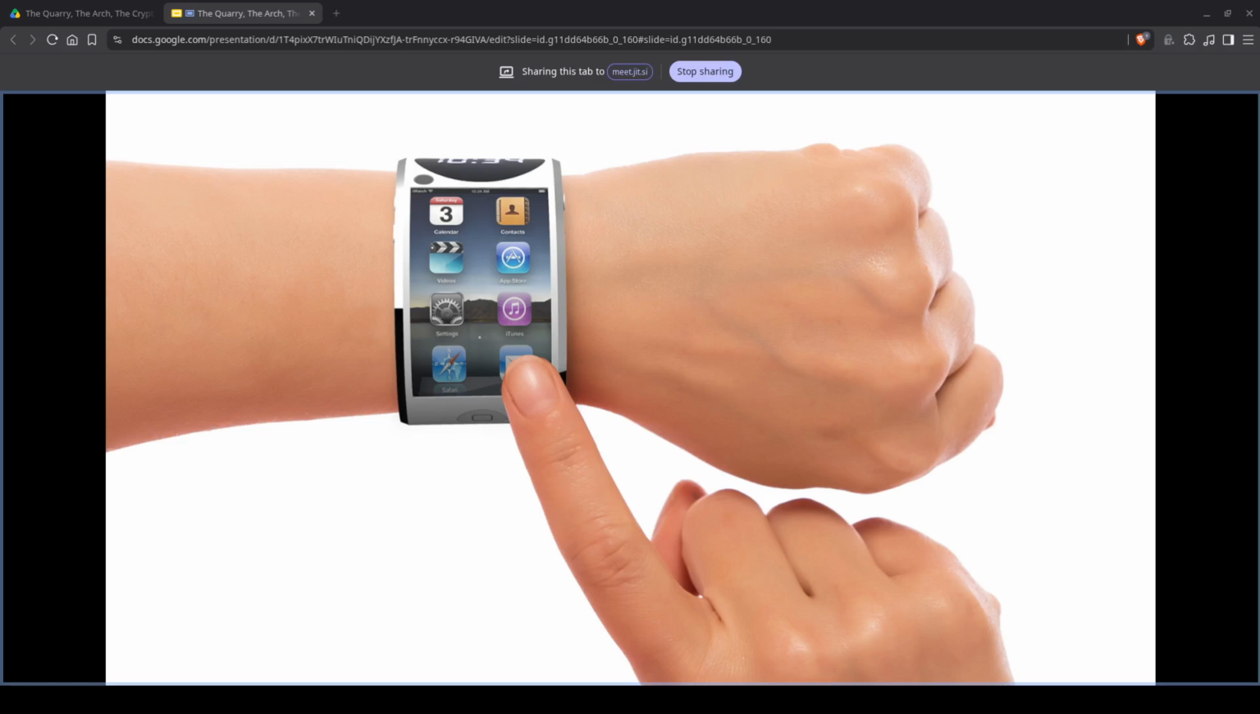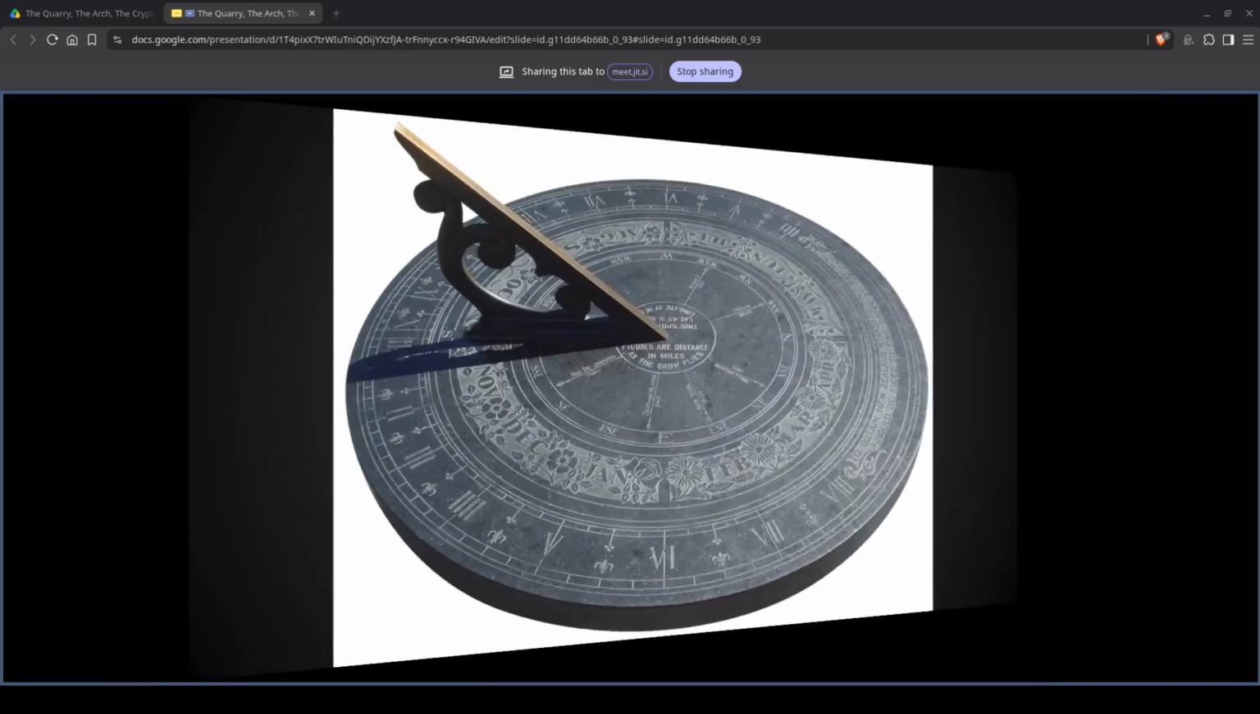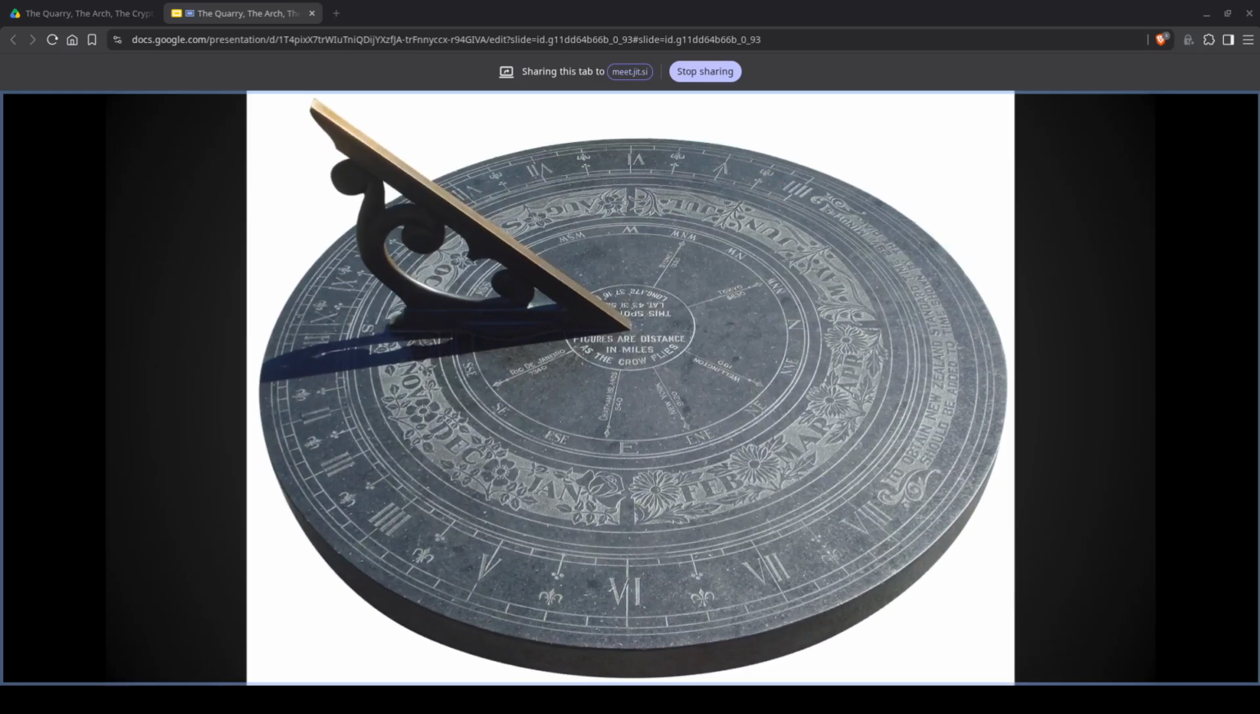Well, if he's in the south, he's facing north. And what was he looking at to help him tell the time? He's looking at a sundial. Good question. Shadows. Shadows, right?